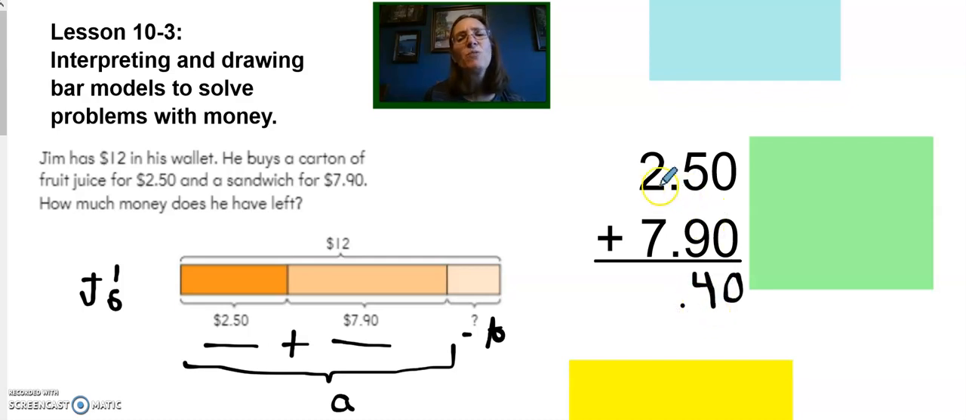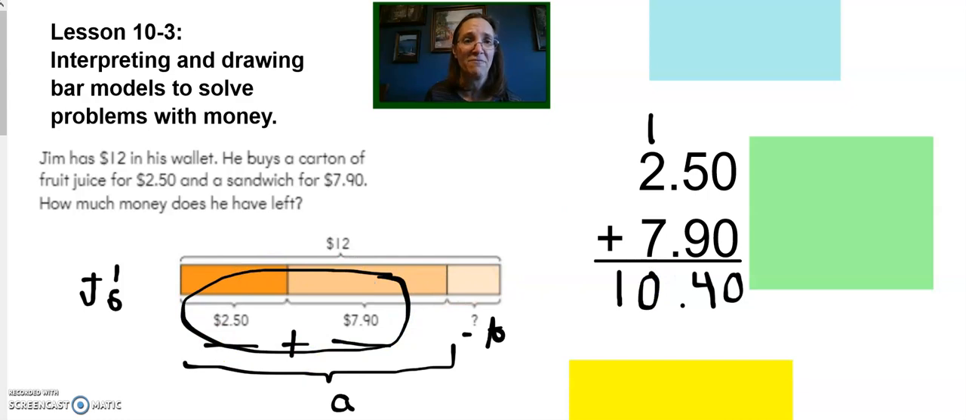You guys, we can regroup across the decimal. It's just there so we know that whole things are on this side and pieces and parts are on that side. We can still regroup because it's all part of our number system. So if 5 plus 9 is 14, I'm just going to take those 10 dimes, make them into $1. And 1 plus 2 plus 7 is 10. So now I know that all of this is $10.40.